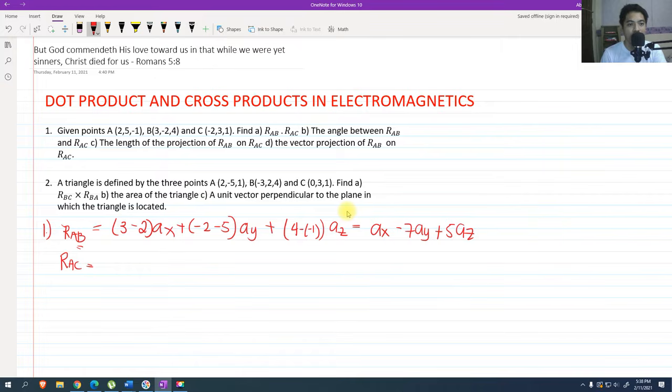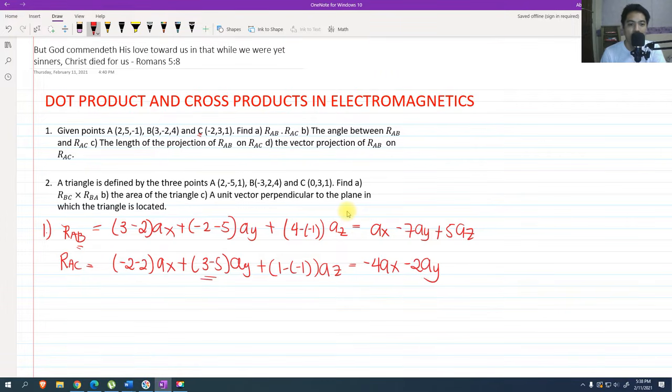How about for the vector R_AC? The terminal point is C, so we'll start with C. We have negative 2 minus 2, that's for our AX. Then we have 3 minus 5, that's for our AY. And then we have plus 1 minus negative 1 A sub Z. So we have negative 4 AX minus 2 AY because of 3 minus 5 here, and 1 minus negative 1 becomes plus 2 A sub Z.